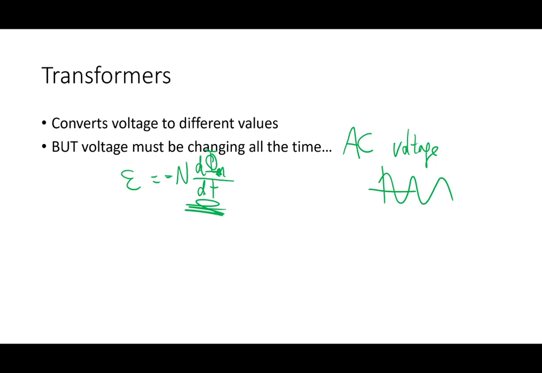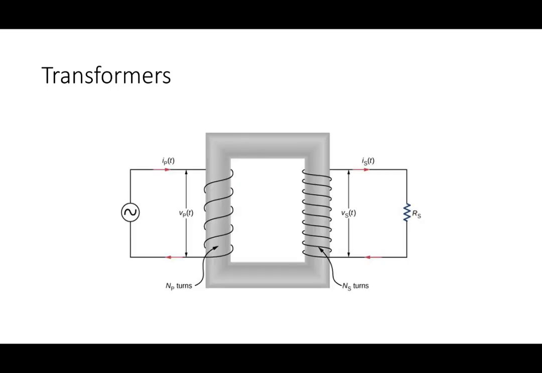So how does it actually work? The inside of a transformer looks like this. There are two separate circuits. One side we call the primary, and that's just the name for the side that's connected to the power input, or the energy input, as you can think of it.